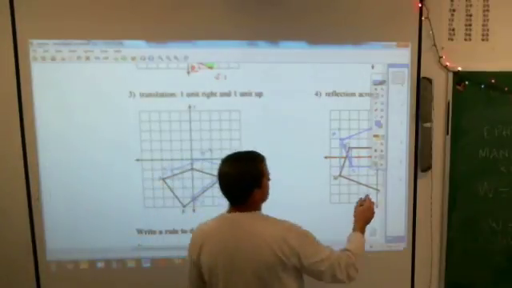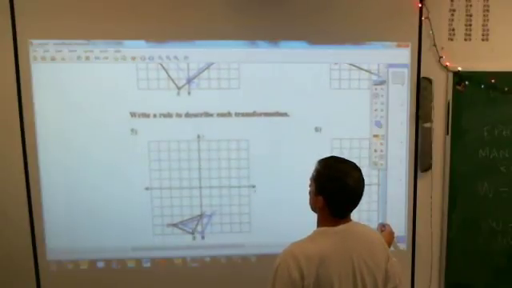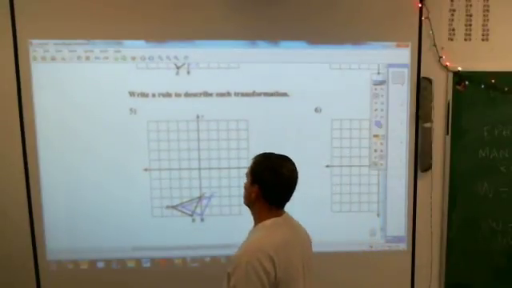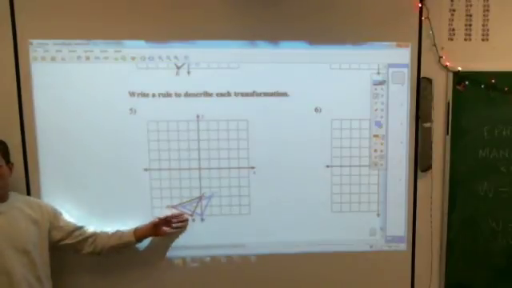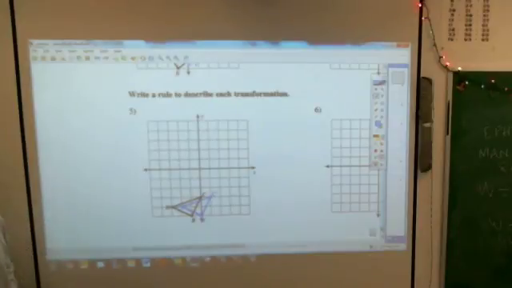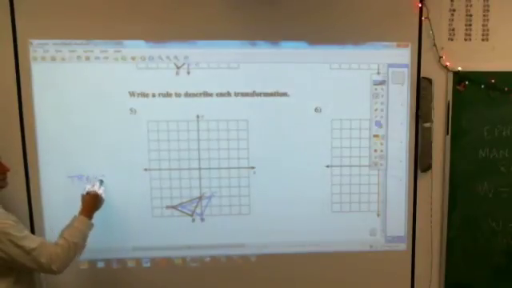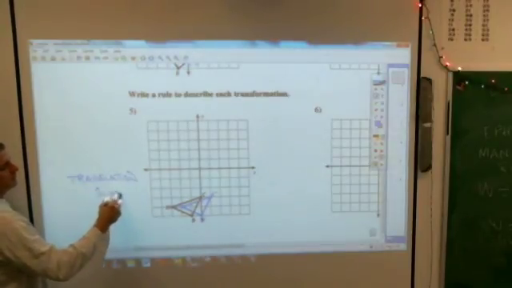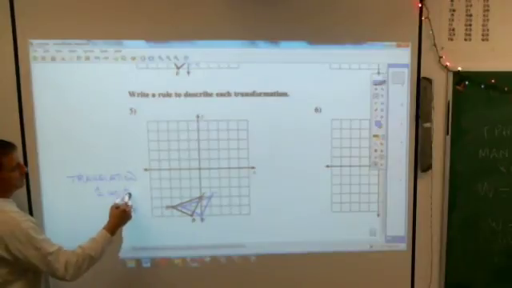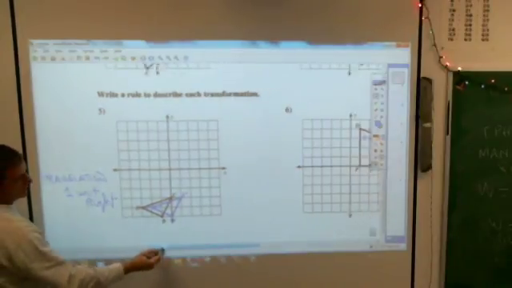All right, let's do a harder one. What's this one down here? What rule describes that transformation? What rule is it? Jacob? 1 unit right. Yeah, what type of move though is it? It's a translation. Translation, 1 unit right.